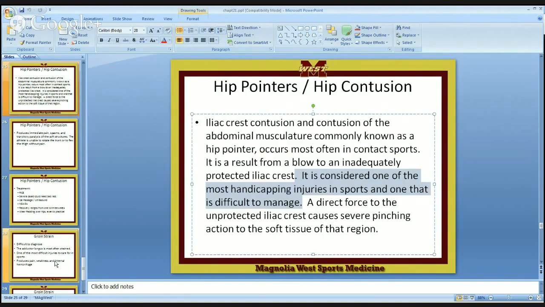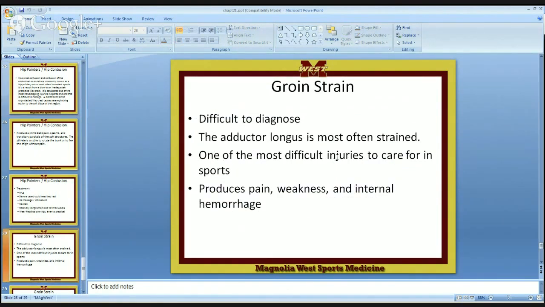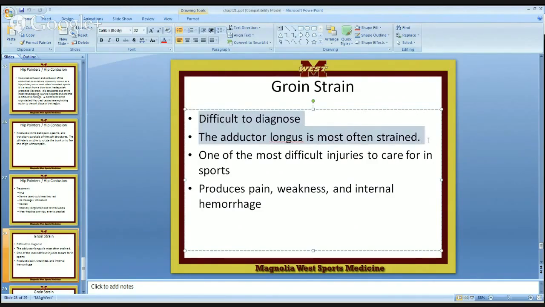All right. Let's go to 28. Ooh, yeah. What do you got there, Miss Salinas? Groin strains. Difficult to diagnose, and you need to know that the adductor longus is the most often strained. So adductor longus, not brevis. All right. We're cruising right along. We're almost done. Sure enough. See, that's not really that hard.